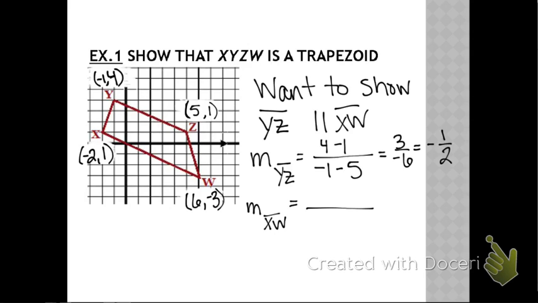All right, so y minus y, that'll make this 1 plus 3 over -2 minus 6, which would be 4 over -8, which also reduces to -1/2. So since we showed that we've got one pair of parallel sides, we know that this is a trapezoid. Again, pause it if you need to, rewind, ask questions. We'll keep on moving.